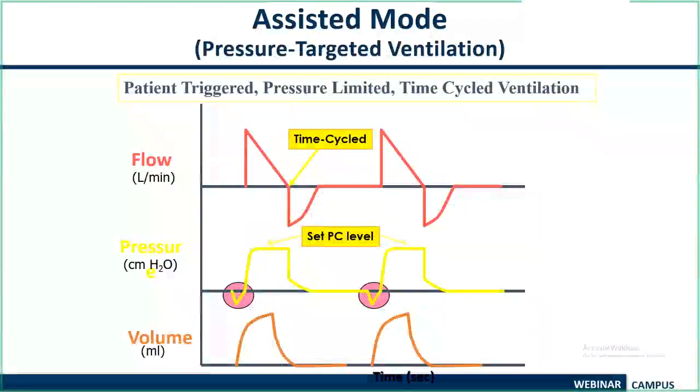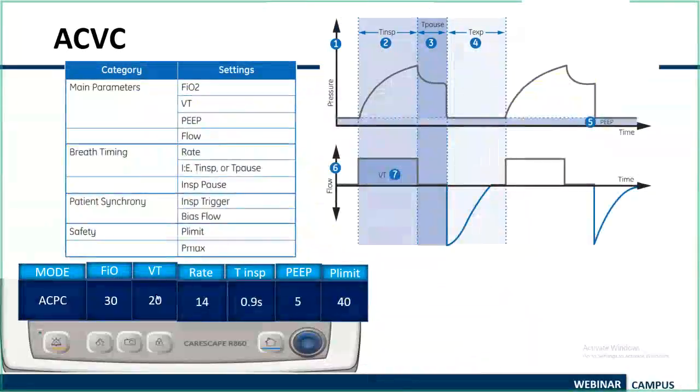Here it should be tidal volume. The tidal volume should be in mLs, somewhere around 400 ml. Then you have to set the FiO2. This is actually AC/VC, and this is the FiO2 you have to set. The tidal volume you have to set at 400 ml or whatever tidal volume you want.